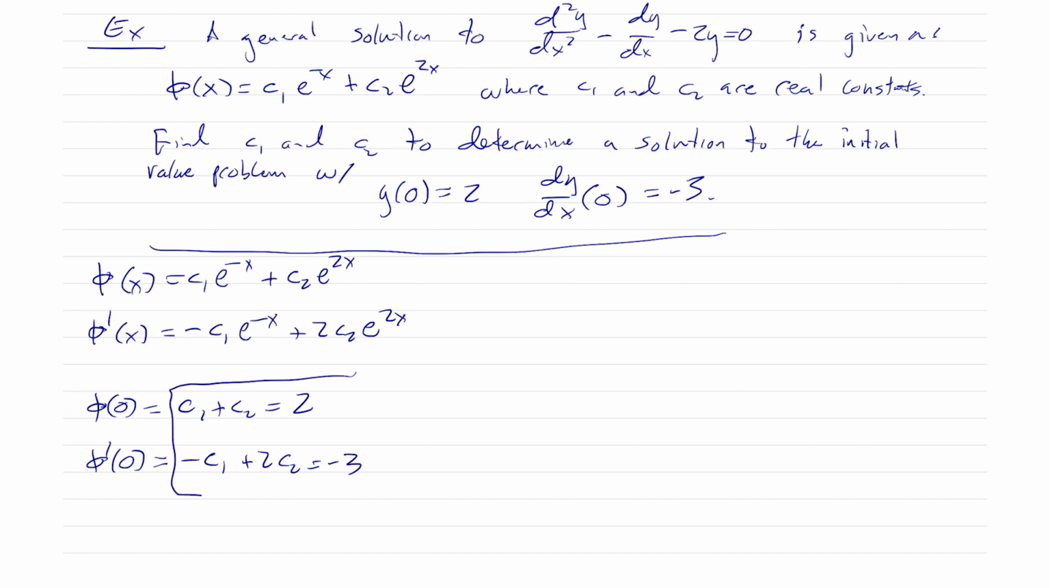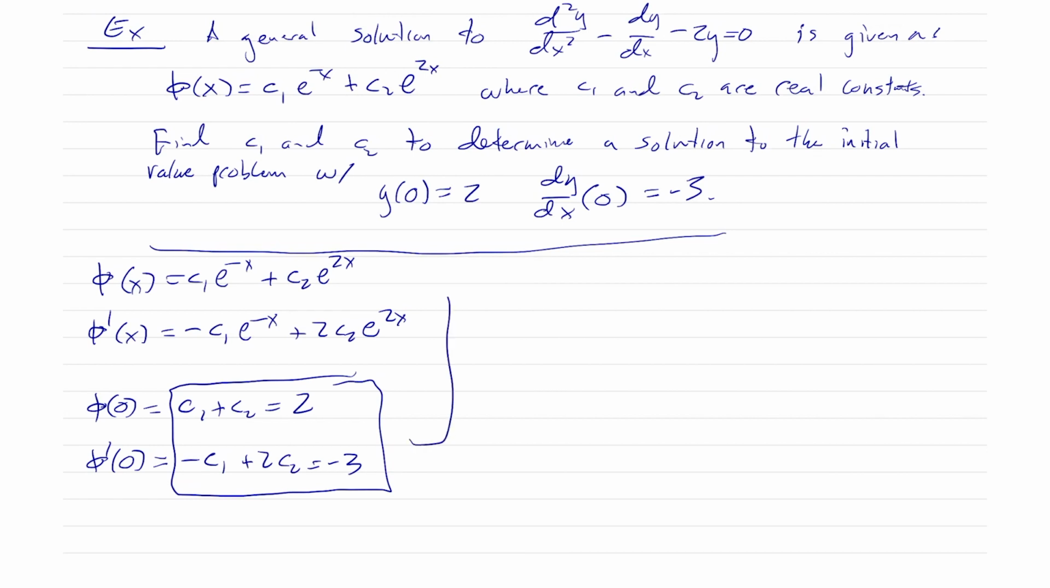Okay, so now we have a system of equations. And this just goes straight back to regular algebra, if you want. And so we need to find a way of solving this. Well, I have a c1 in this equation and a minus c1 in this equation. So if I add them together, that'll just cancel.